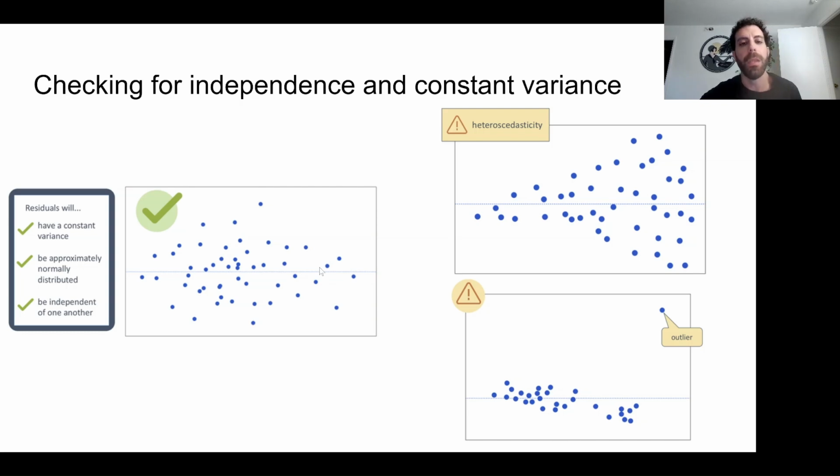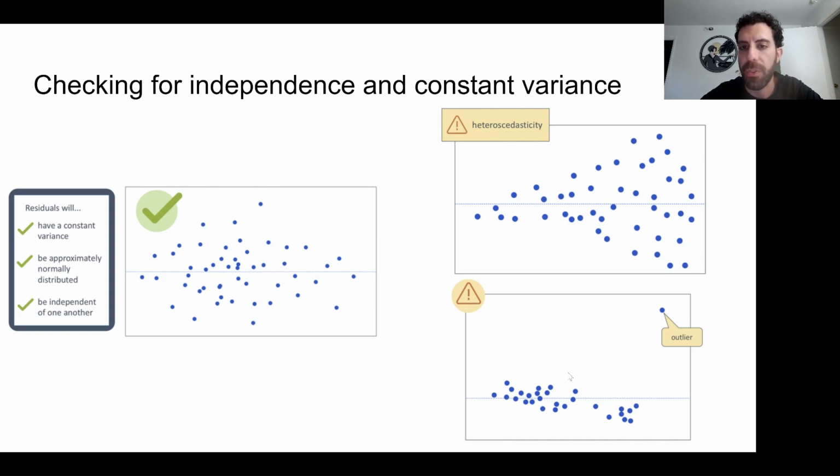I'm missing one. Normality. Linearity I forgot to talk about. Yeah, and linearity is the absence of the pattern. But we're talking about these two right now, independence and constant variance. So this is a good example of what you want to see in your residual plot.